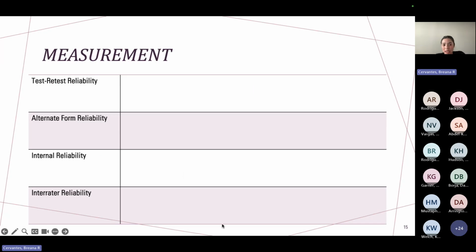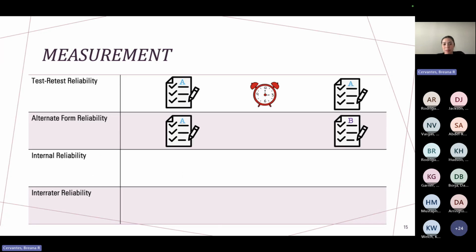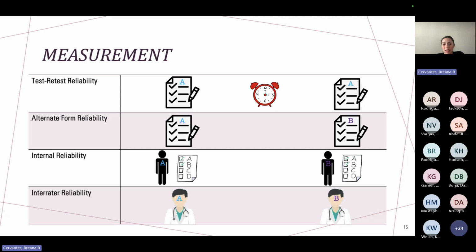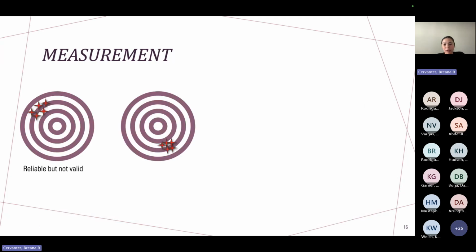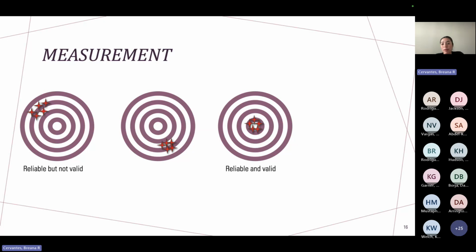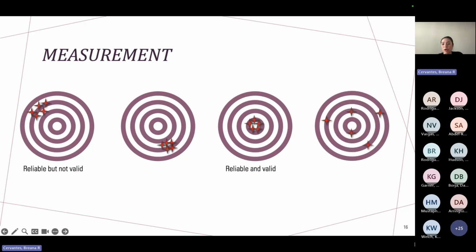I'm going to skip this page. So these were just examples of different types of reliability with a graphic. Different examples of reliable and valid versus conditions where there are not equal. So this one on the far left is considered reliable but not valid because if we're thinking validity equals accuracy, and we think accuracy is hitting the bullseye, there's nothing in the center. So we were not accurate at all.